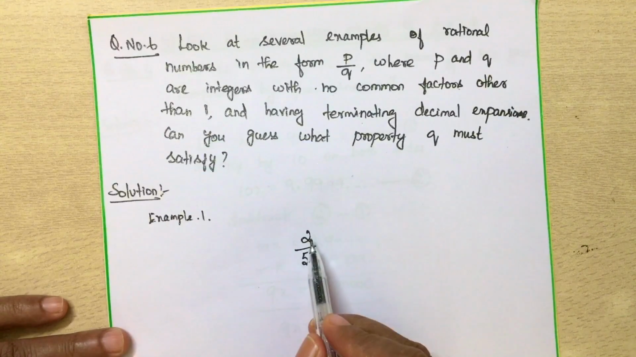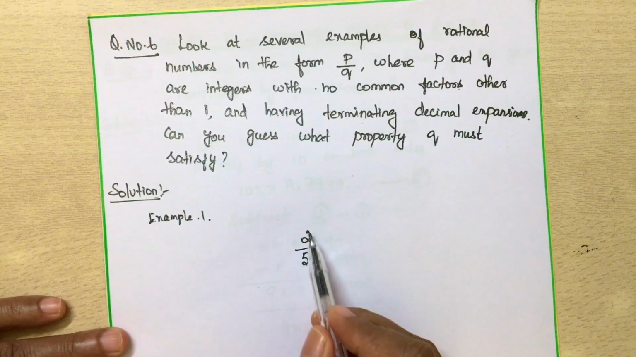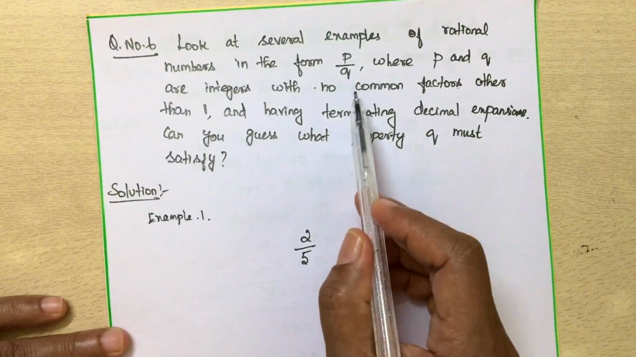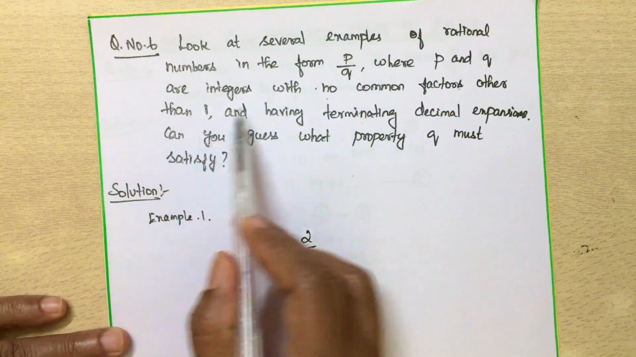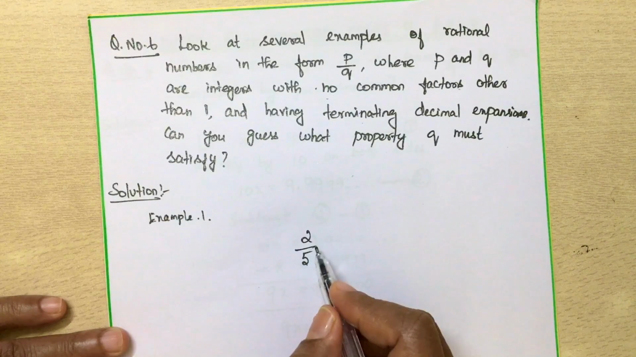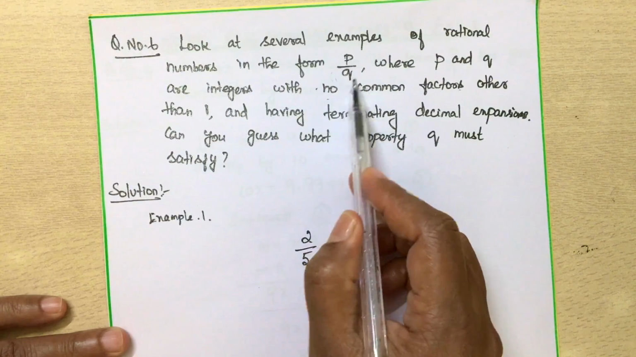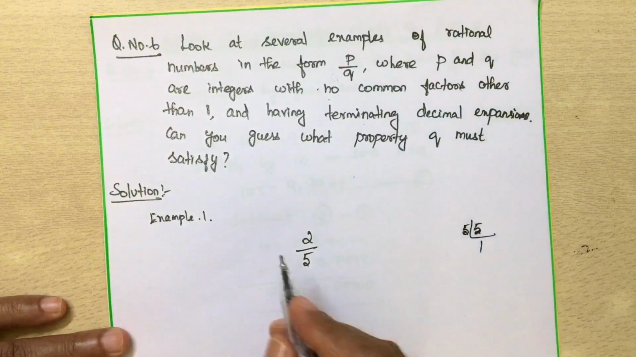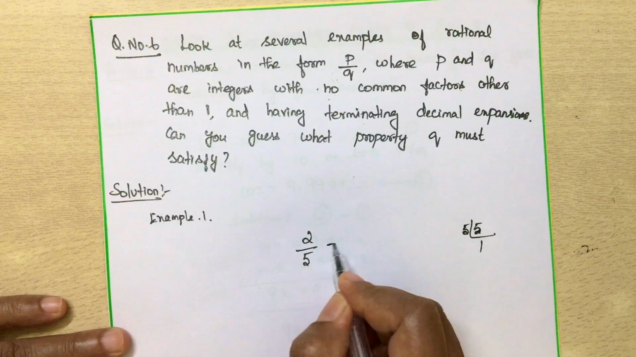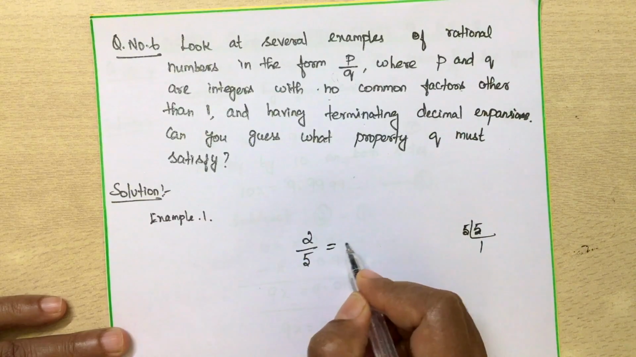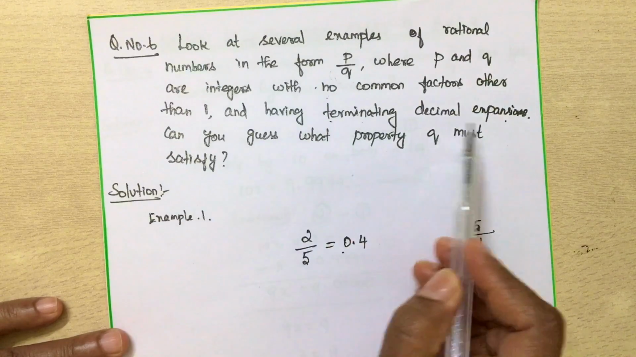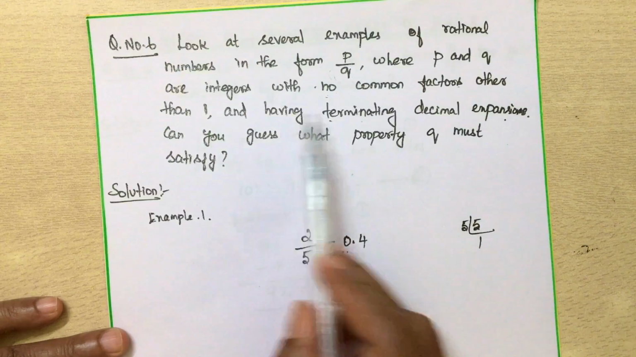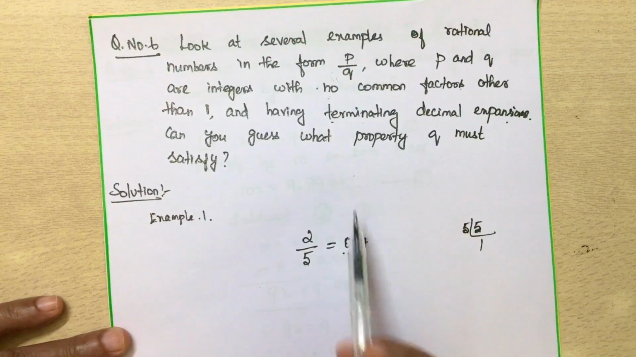Okay, first you notice here these two numbers, P and Q, have only 1 as the common factor. That is very important. That should be only 1 as the common factor. Now you have to study the denominator, that is Q. Do the prime factorization. 5 you can divide only by 5. Now 2 divided by 5, when you do the actual division, is 0.4. Terminating decimal expansion, yes. No common factors other than 1, yes. So both the conditions are satisfied with our example.